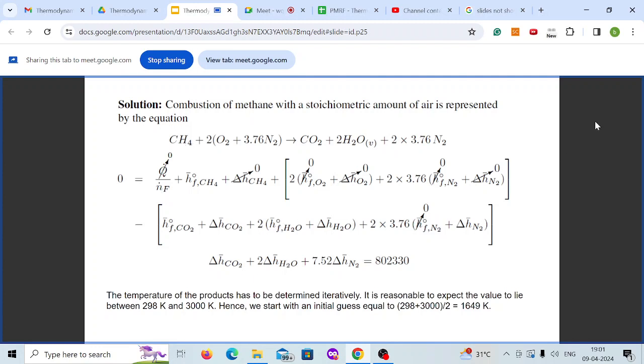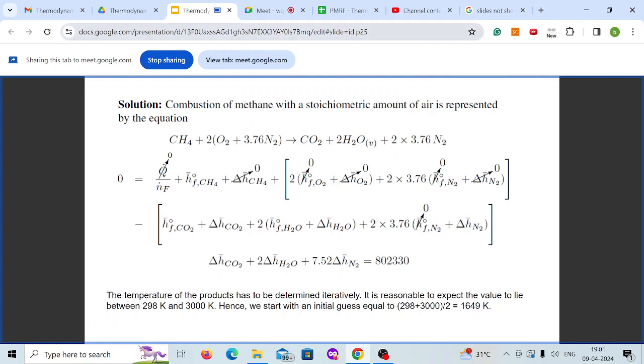So if you write a steady flow energy equation, this is what you will get: Q by moles is equal to the enthalpy of products minus the enthalpy of reactants. Again, the enthalpy of reactants is the enthalpy of formation of methane plus the sensible heating of methane. Here that is at 298 Kelvin, so this is 0. Similarly for air, the formation enthalpy is 0, and your air is also at 298 Kelvin, so that is also 0. And then the enthalpy of products: the enthalpy of formation of CO2.